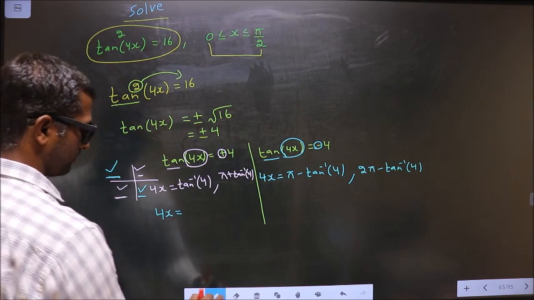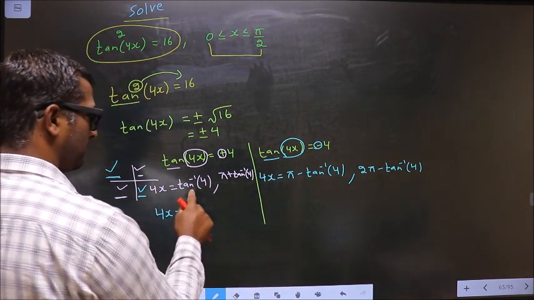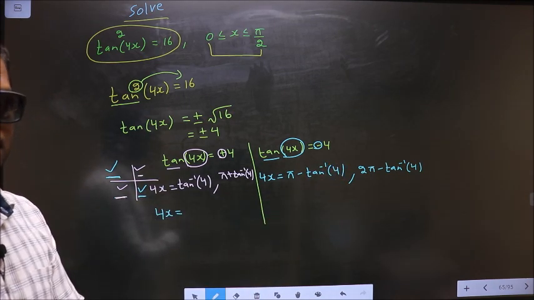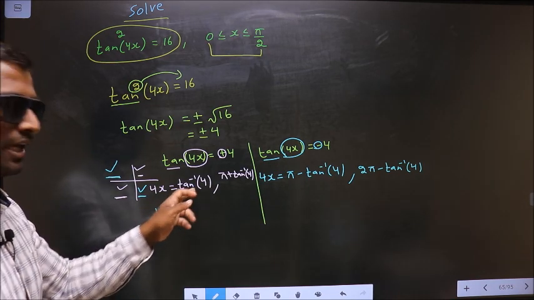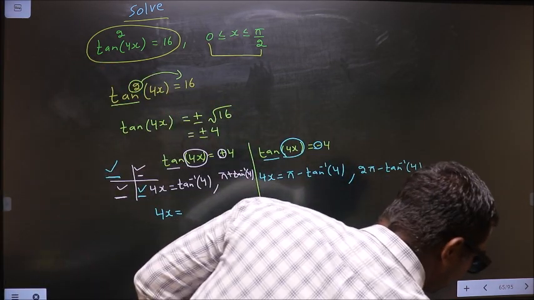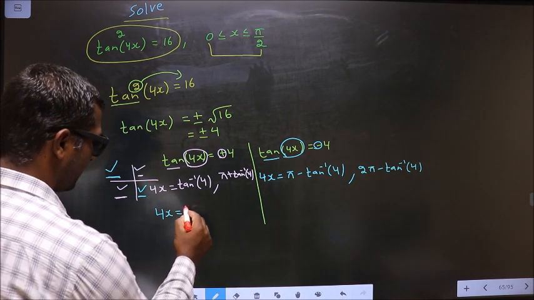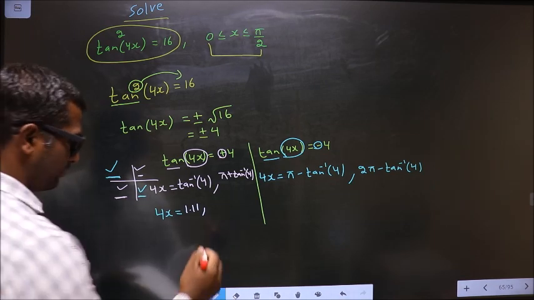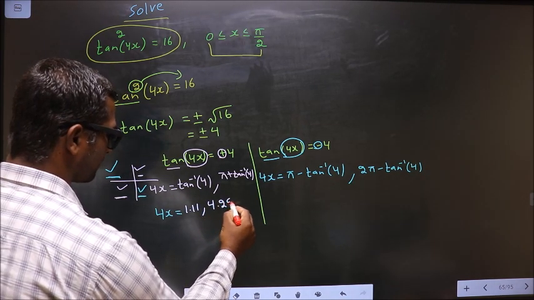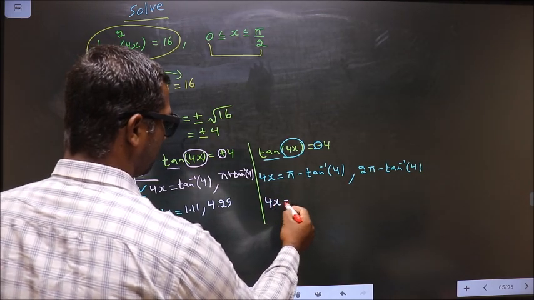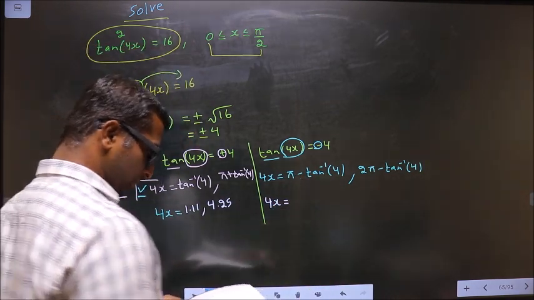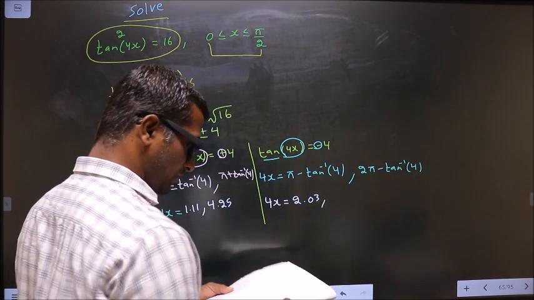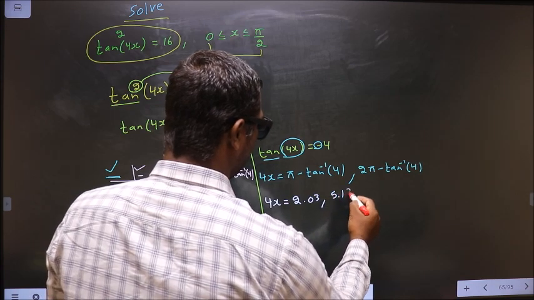Now, 4x equal to, before you calculate this, make sure your calculator is in radians mode. Now put this in the calculator, you should get 1.11. Put this in the calculator, you should get 4.25. Here 4x equal to, calculate this, you should get 2.03. Calculate this, you should get 5.18.